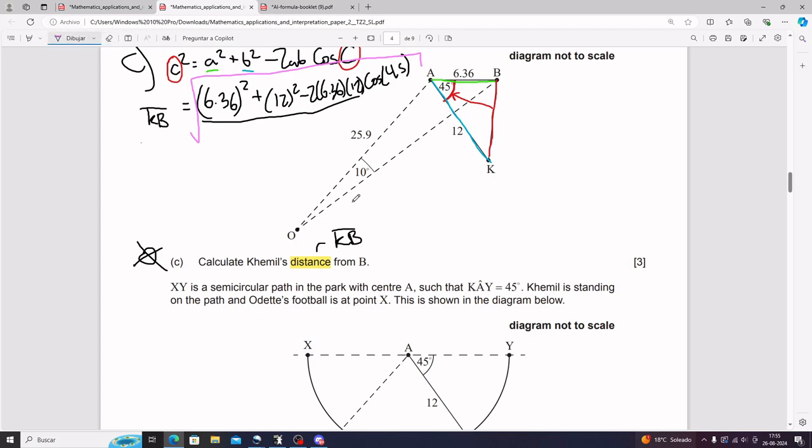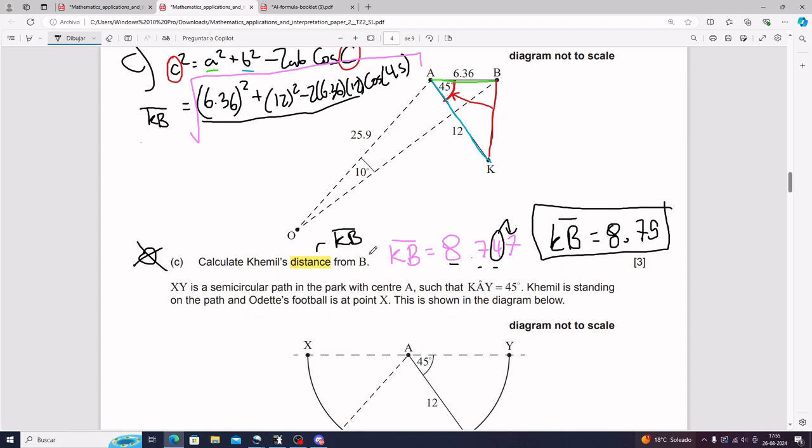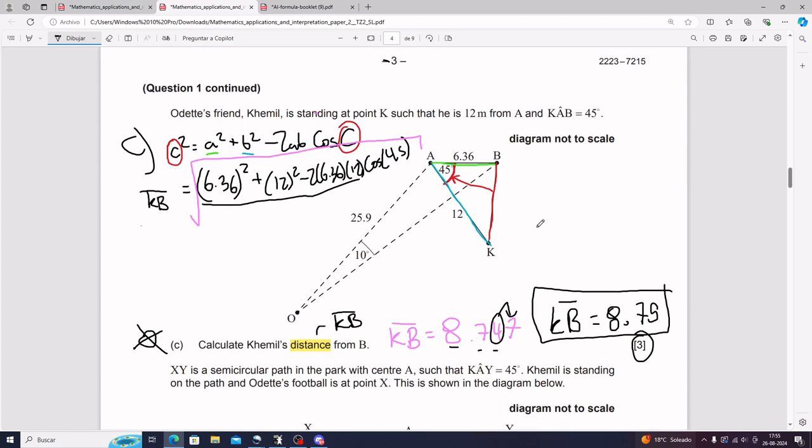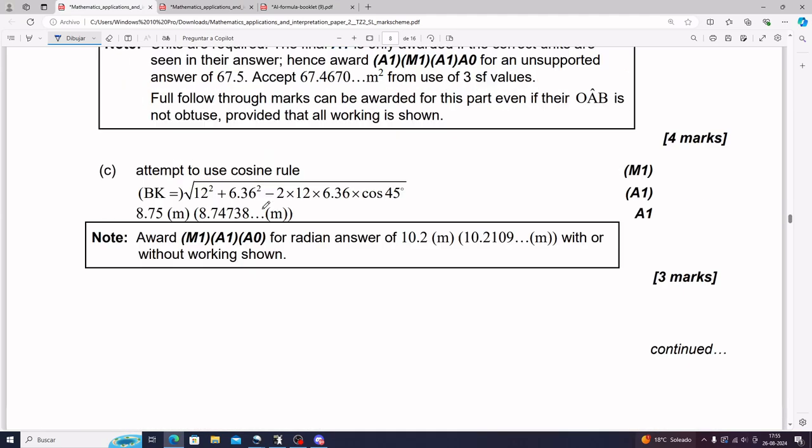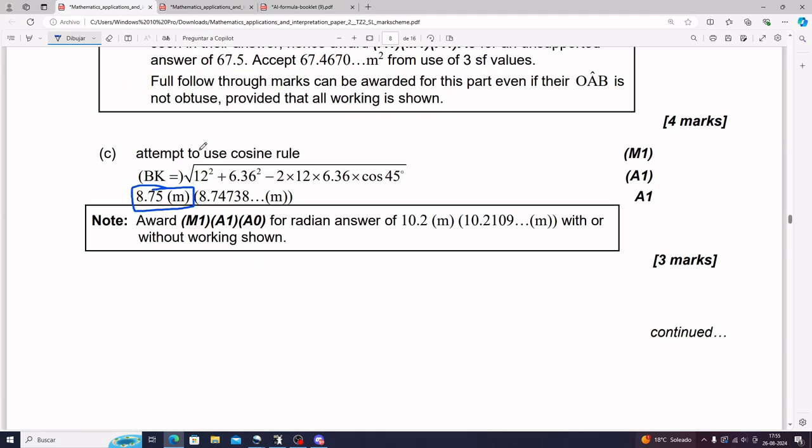So Khemil's distance from B, in other words, the distance from K to B, equals 8.747. All right, and if you were thinking in terms of significant figures, you count 1, 2, 3, you round it up. So in significant figures, if you'd like, you can leave it as 8.75. Right? We are talking about 3 points here, so keep in mind the units. It's all in meters. So meters. Just so you believe me, here it is, 8.75 meters. So again, you just have to realize you have to use the cosine rule.